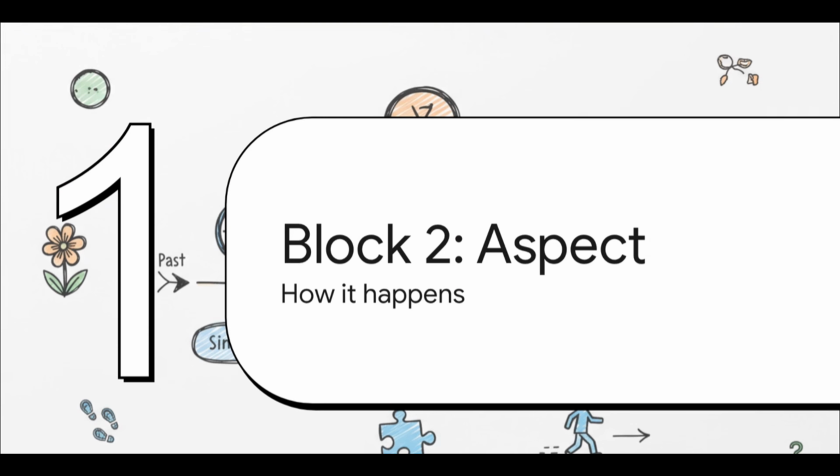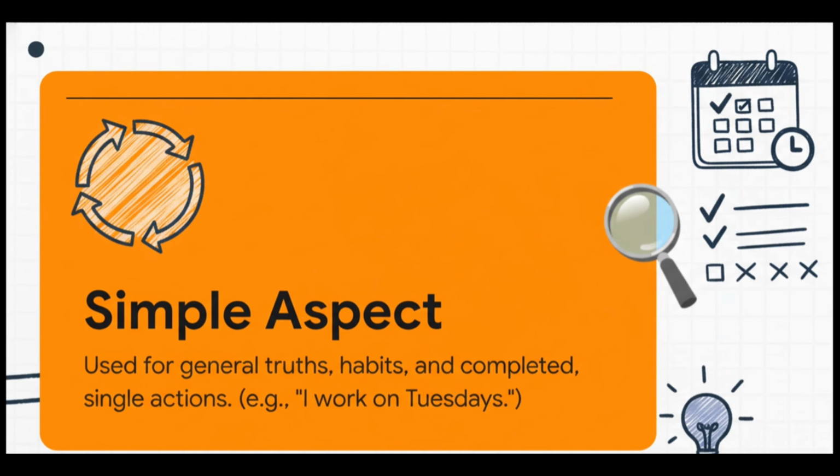All right, now for the second and I think more interesting building block, aspect. So if time tells us when something happens, aspect tells us how it happens. It kind of gives the verb its personality, its context. It's the difference between seeing an action as just a single dot on that timeline versus a long, continuous, flowing line. So the simple aspect is the most basic one. Just think of it as a single point in time. We use it for facts, for habits, or actions that are just complete. Like in, I work on Tuesdays. It's not happening right now, it's just a general fact, a part of my routine.